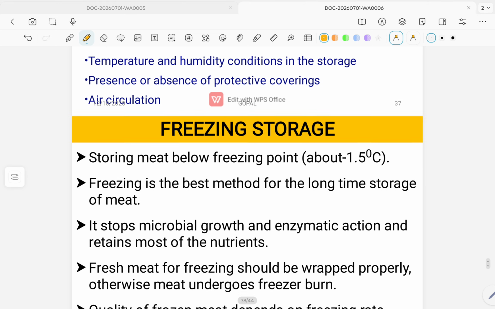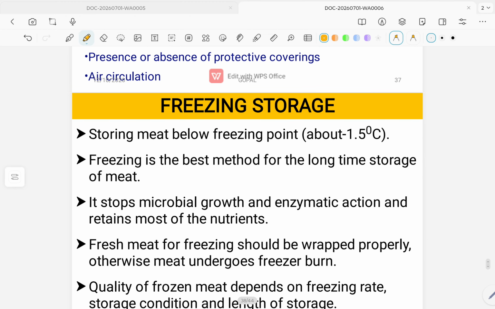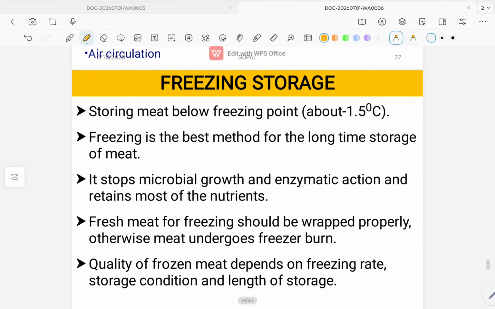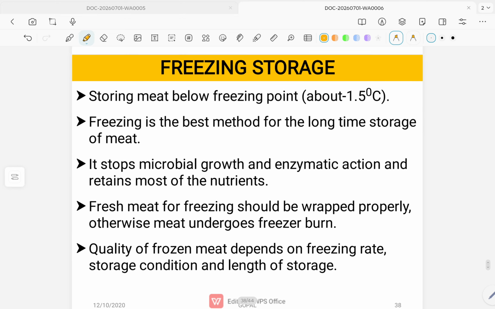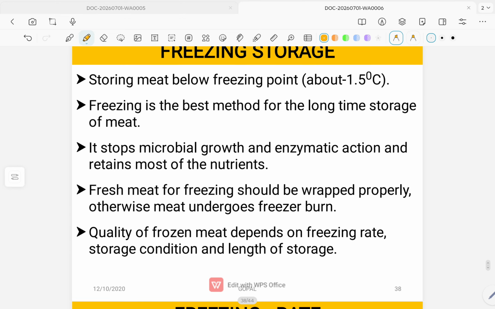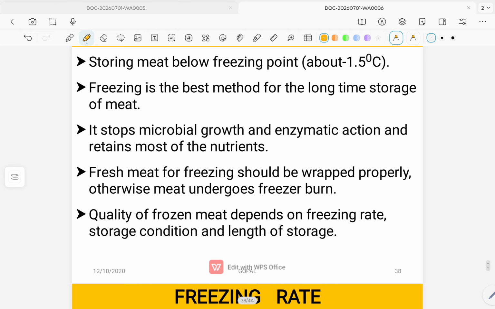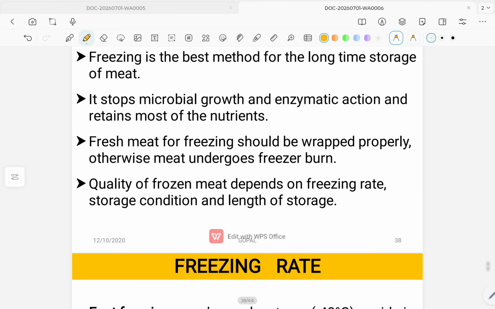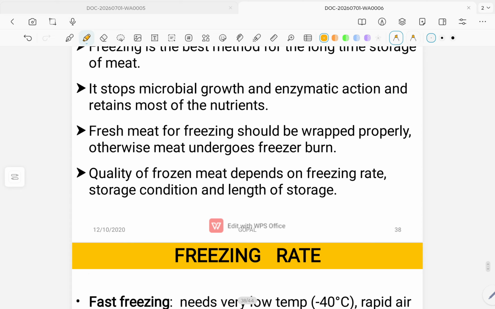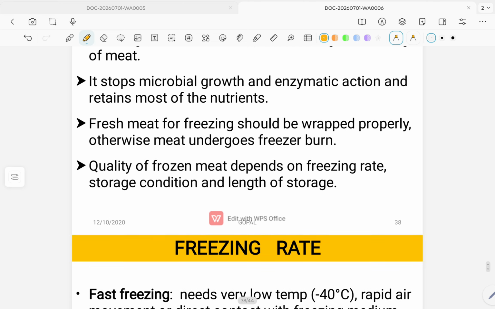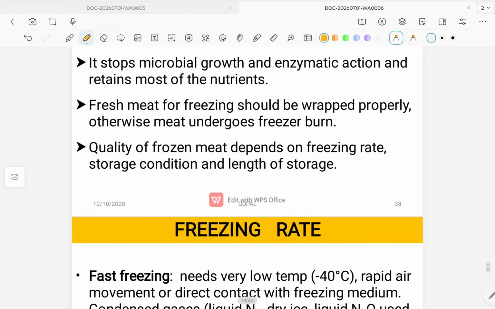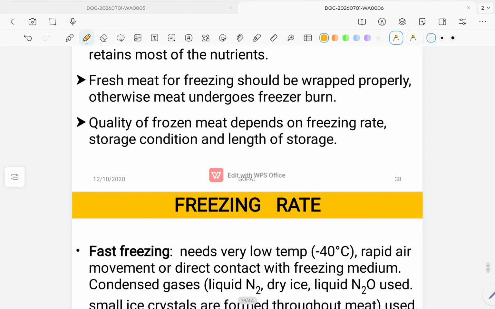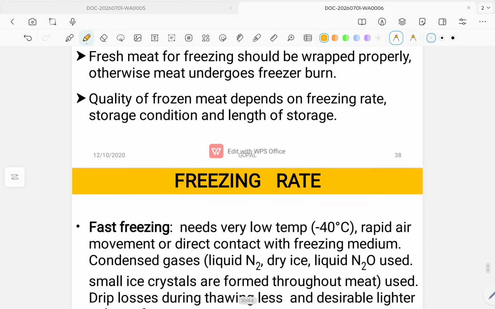Freezing and storage: storing meat below freezing point, about -1.5 degrees Celsius. Freezing is the best method for long time storage of meat. It stops microbial growth and enzymatic action and retains most of the nutrients. Fresh meat for freezing should be wrapped properly, otherwise meat undergoes freezer burn. Quality of frozen meat depends on freezing rate, storage condition and length of storage.